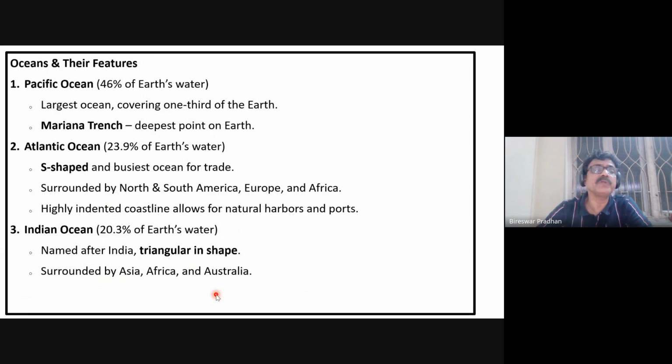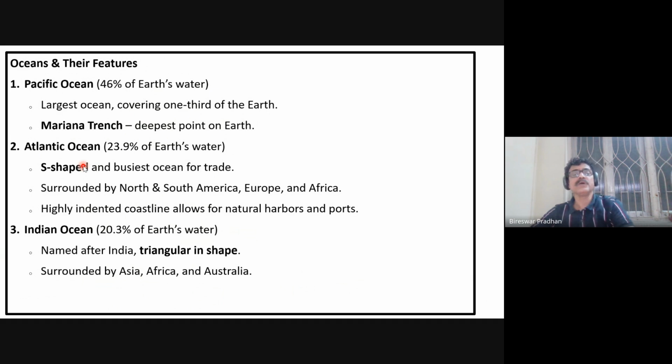Now we are coming to the oceans and their features. We're talking about land, now ocean. The Pacific Ocean: 46% of the Earth's water. The Pacific Ocean is the largest ocean, covering one third of the earth, and the Mariana Trench is the deepest point of the earth.